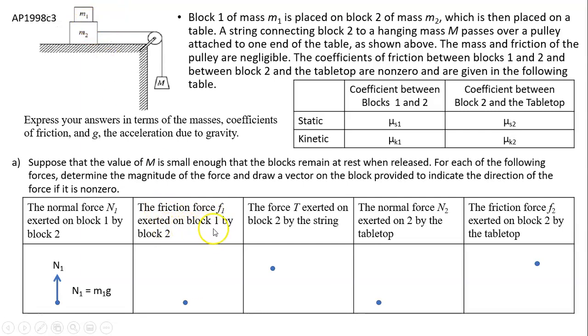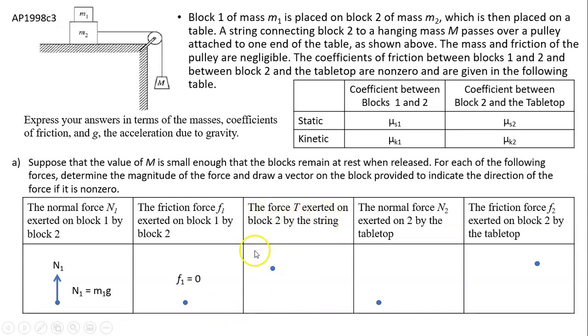Friction F1 exerted on block 1 by block 2. Now since block 1 and block 2 are at rest relative to each other, none of them are accelerating. There's no horizontal force between the two. So F1 equals 0. Since it is 0, there is no arrow. You can't show an arrow for a 0 quantity.